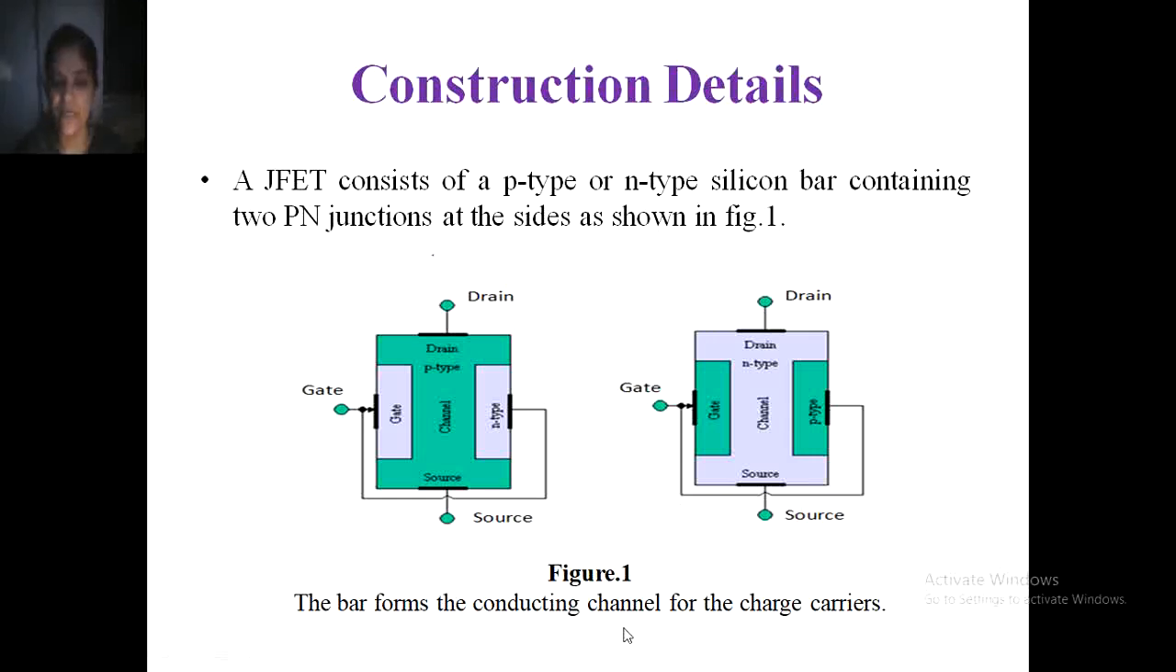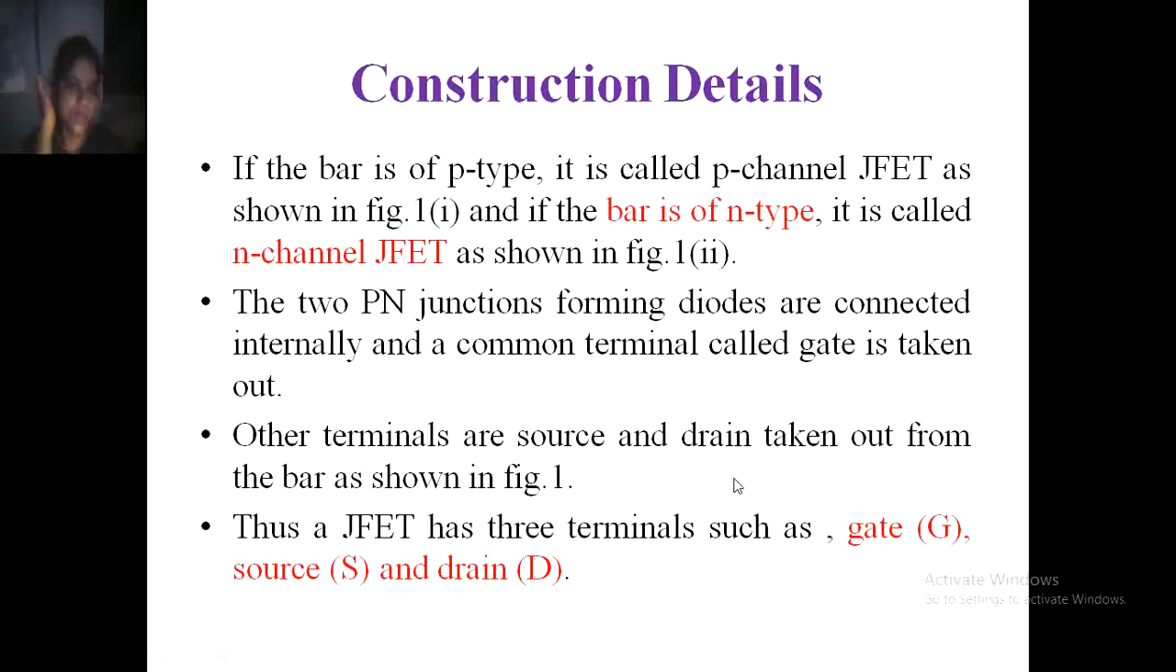The bar forms the conducting channel for the charge carriers. If the bar is P type, it is called a P channel JFET, as shown in figure A. If it is an N bar, it is called an N channel JFET. The two PN junction diodes are connected internally and a common terminal called the gate is taken out. The other terminals, source and drain, are taken out from the bar as shown in figure A. Thus a JFET has three terminals: gate, source and drain.